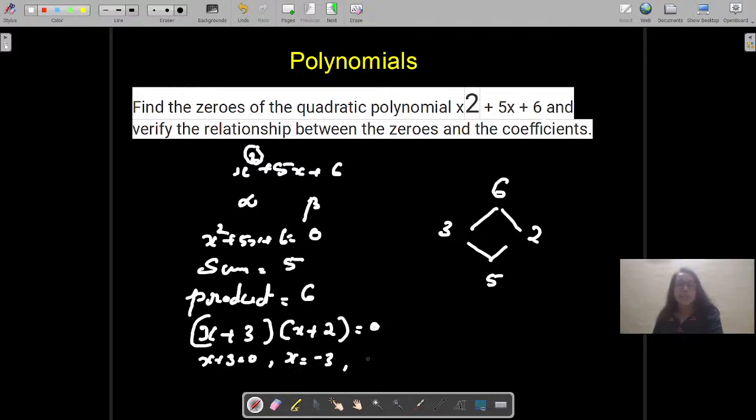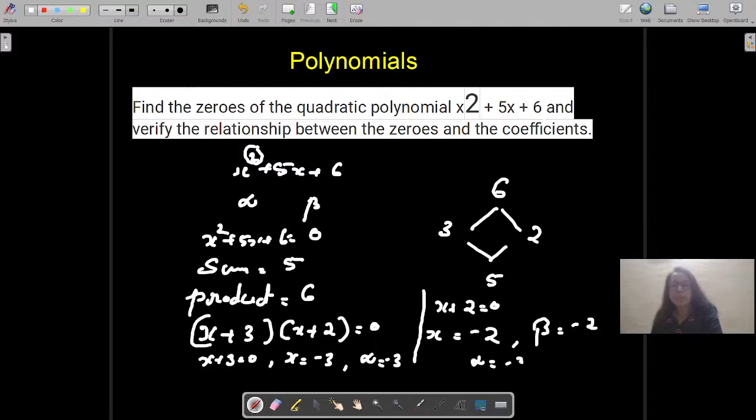Therefore, we can say that alpha is equal to minus 3. Next one is beta, we have to find out. One zero is minus 3. For the other one, x plus 2 is equal to 0, so x is equal to minus 2. One more zero we found, that is beta. So beta is equal to minus 2. Alpha is equal to minus 3 and beta is equal to minus 2. The two zeros are minus 3 and minus 2.